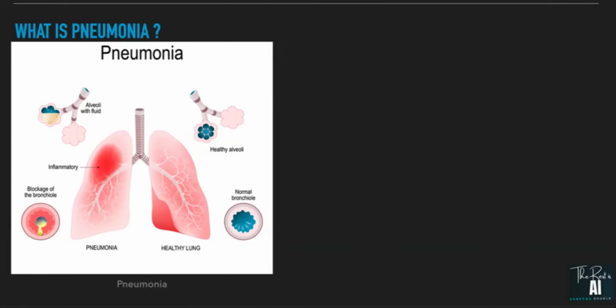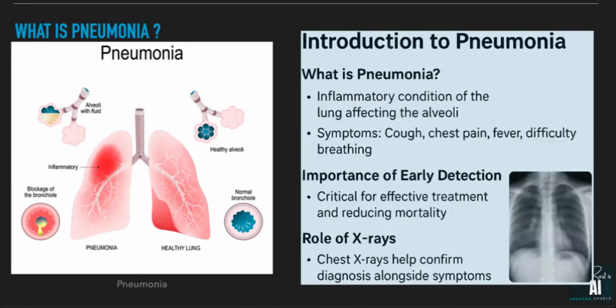Chest X-ray and blood tests may help confirm the diagnosis. The disease may be classified by where it was acquired, such as community acquired pneumonia, hospital acquired pneumonia, or healthcare associated pneumonia. But really, the thing that you have to understand about this is why early detection is so crucial.